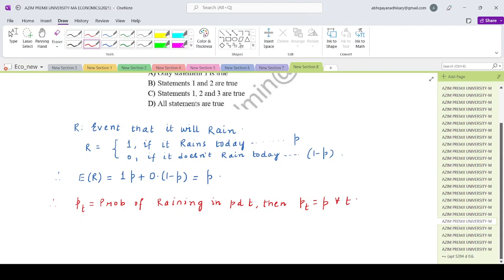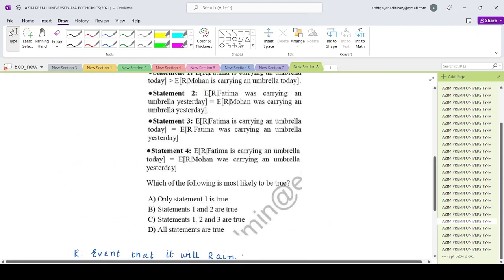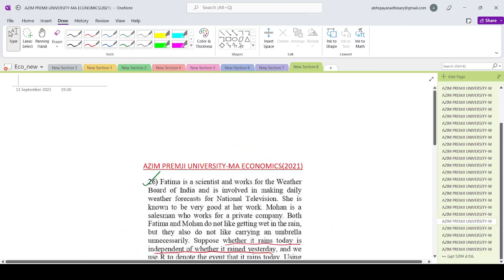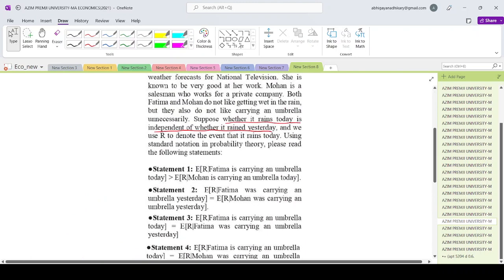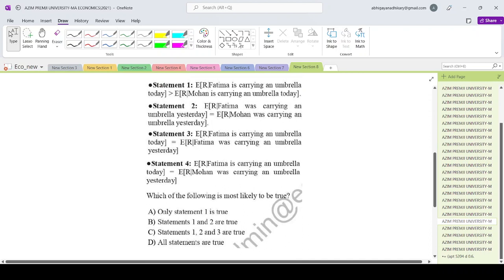Okay, fine. So it's independent. All right. So now let us have a look at the options first to understand how are we going to go about it. So if you look at the options, statement 1 is there in all of them.